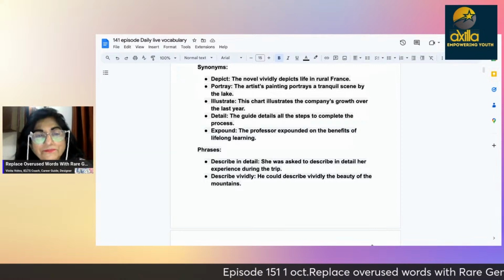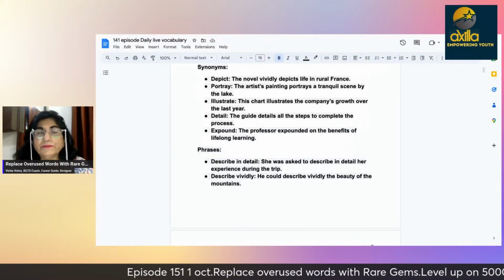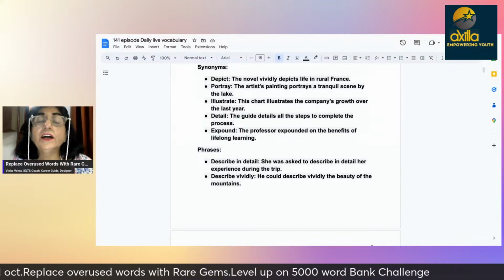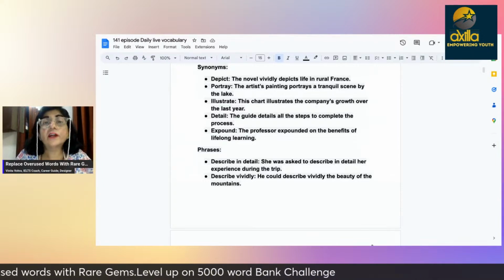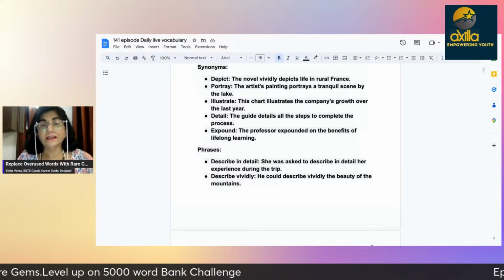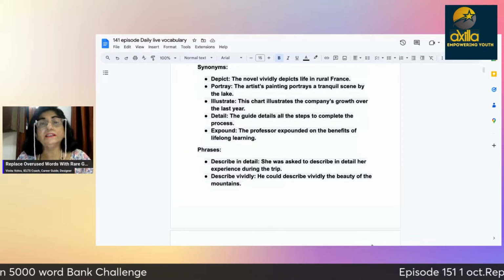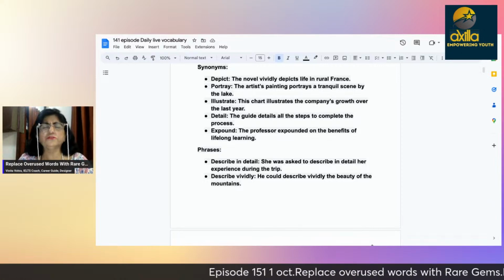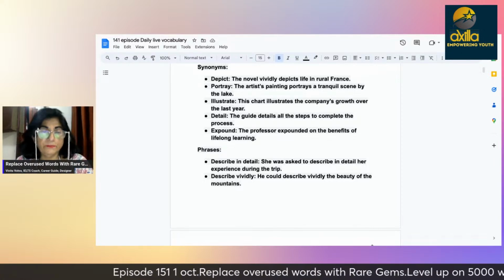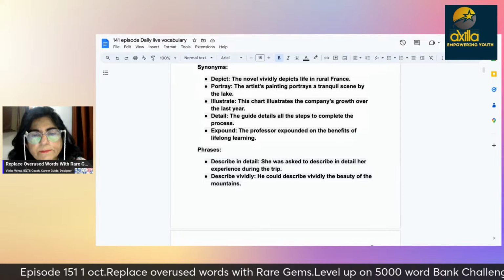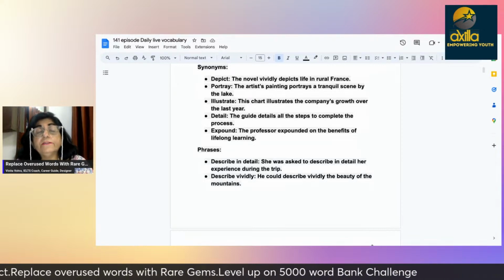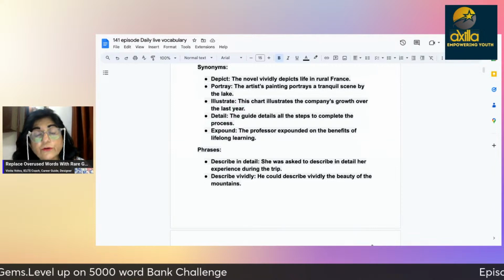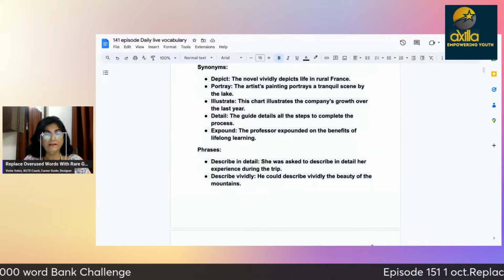Next is detail. This is exactly synonymous. The guide details all the steps to complete the process. So the guide describes all the steps to complete the process. Next is expound. Again, this is very close to the word describe. The professor expounded on the benefits of lifelong learning.